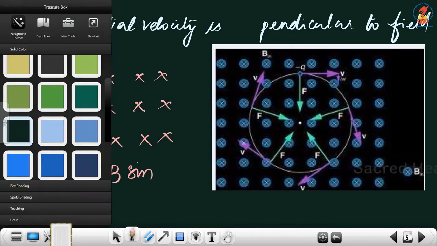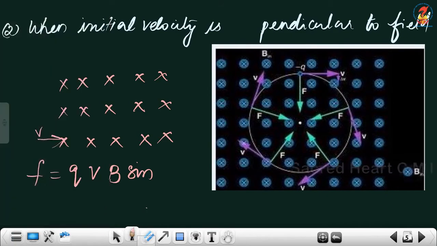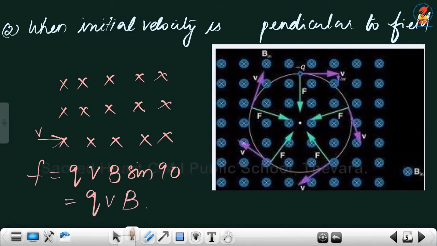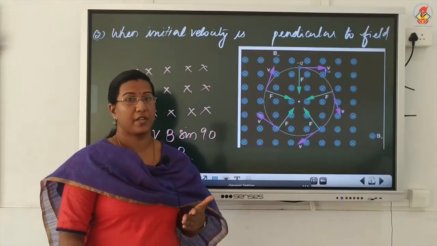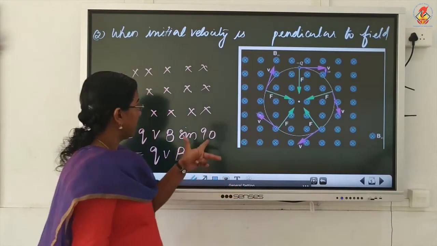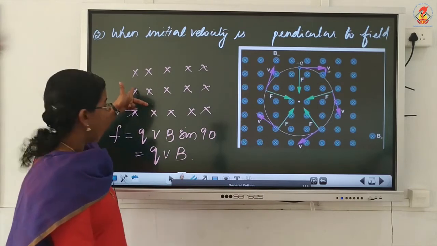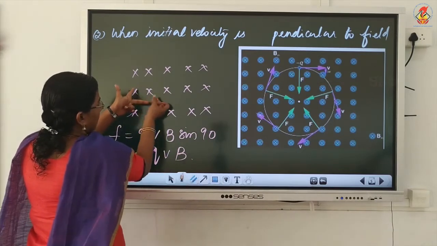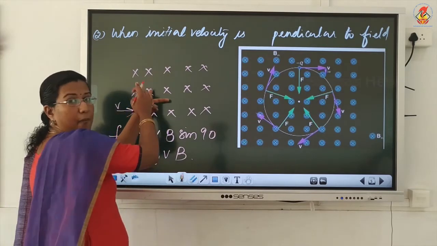Why? Because the field and the velocity are perpendicular to each other. So, we get F = QVB, and this is the maximum force experienced by the charged particle in an external field. So, let us see what will be the direction of the resulting force. For that, you have to use Fleming's left hand rule. In our case, the field is into the board and the particle is moving along this direction. So, what happens? The force is acting upward.